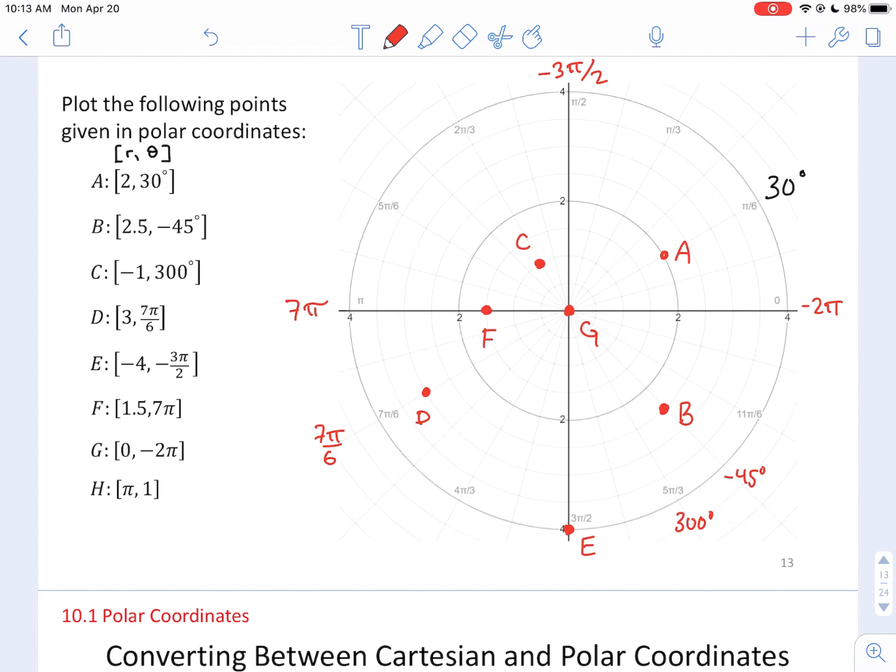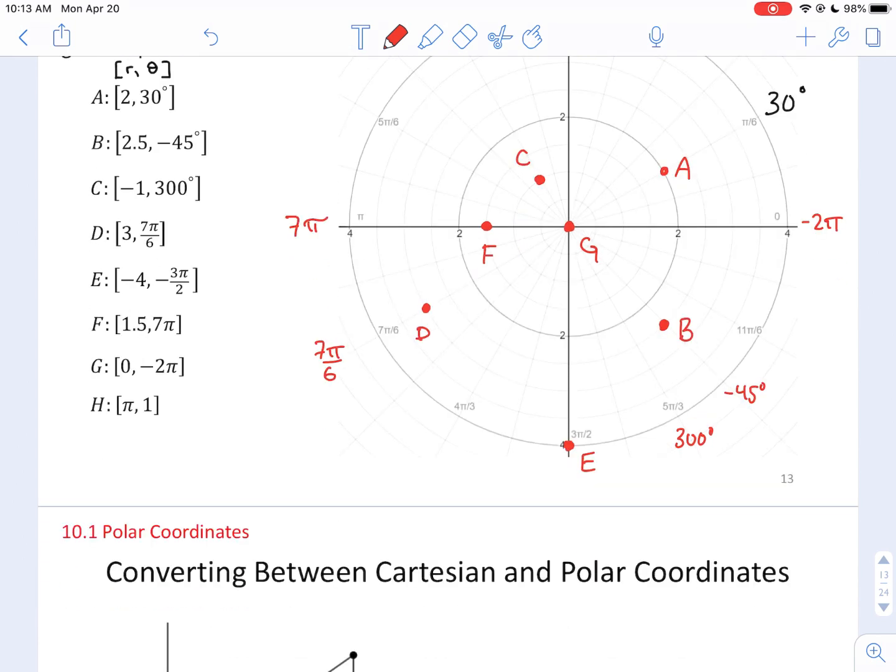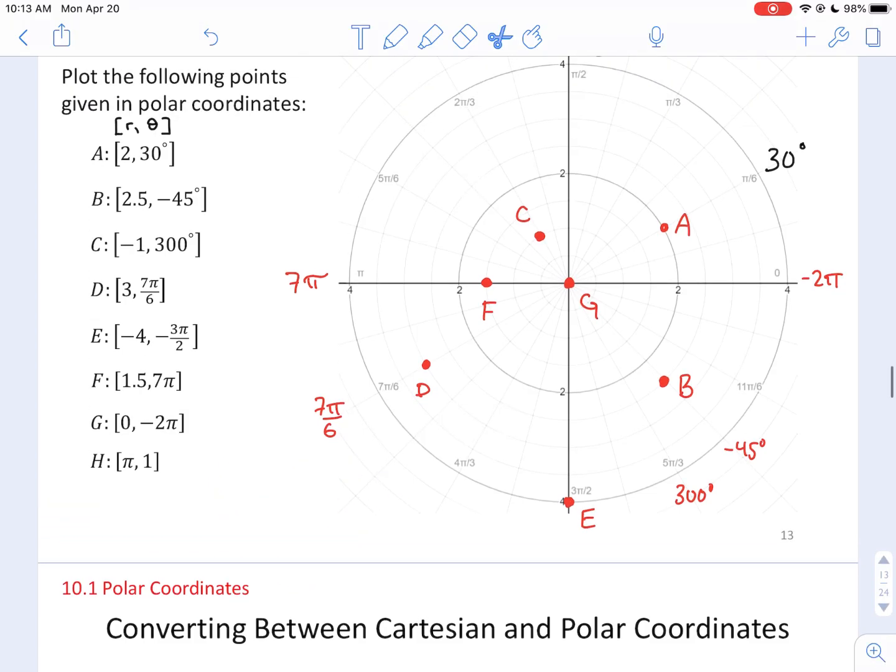Which actually introduces the realization that there are going to be lots of different ways to describe these points using polar coordinates, right? Because this location is the same as this location. In fact, all of these points that we're describing could be described in multiple ways. Let's go ahead and finish and do H.